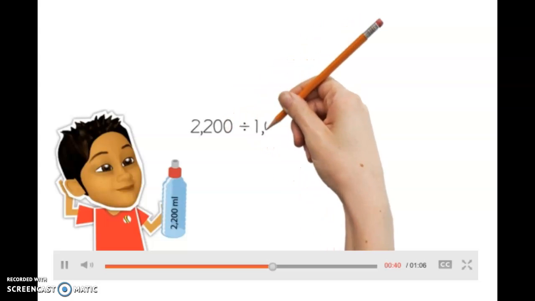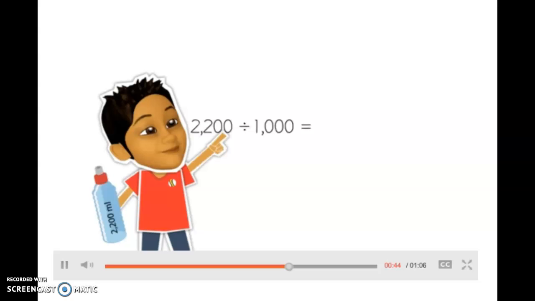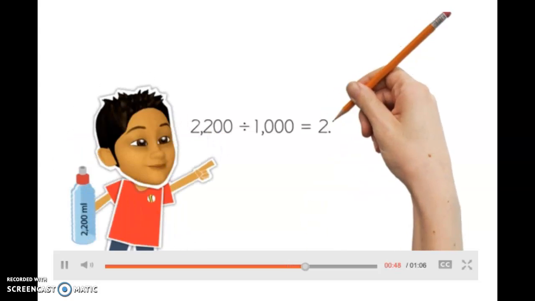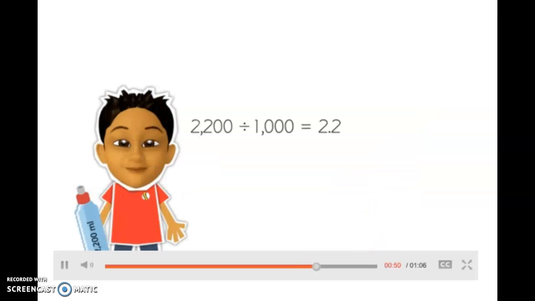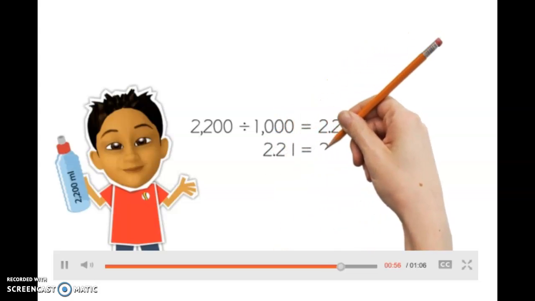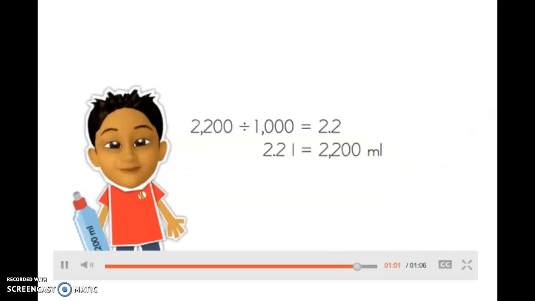2,200 divided by 1,000. When we divide by 1,000, the decimal place moves to the left 3 places, doesn't it? So this would be 2.2. It sure does. Yes, 2.2 is right. So you were right. 2 and 2/10 liters is the same amount as 2,200 milliliters. Now you can try more on your own.